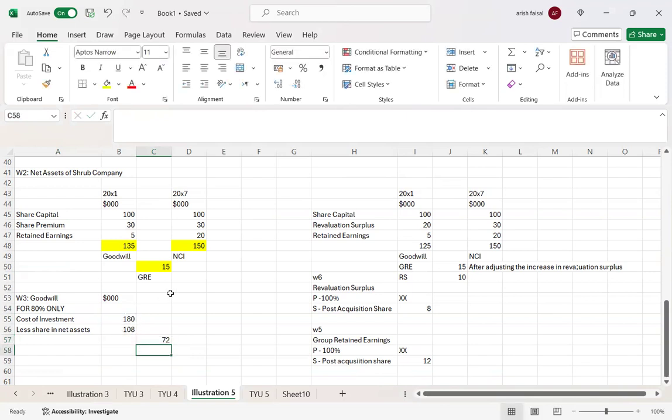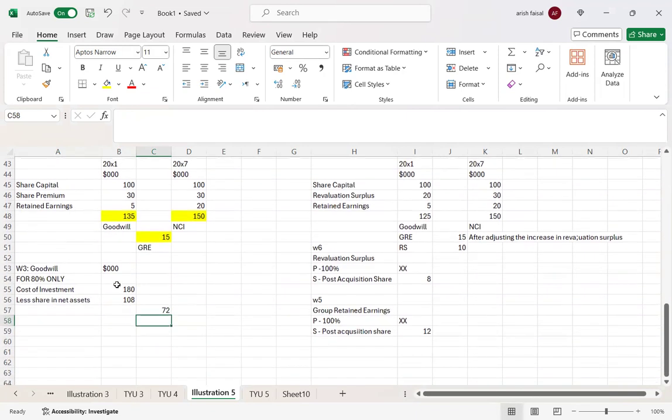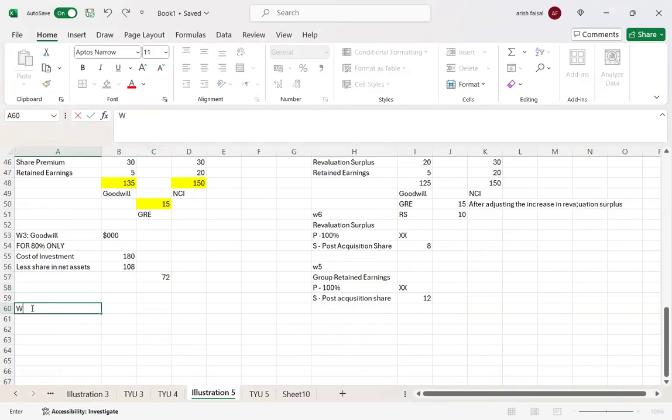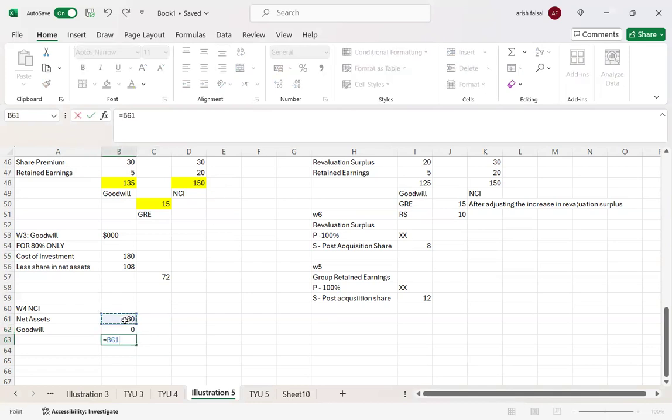Okay, so we don't have impairments, we don't have the full value method of goodwill, so that's all we have to do, right? Now that we have done working number three, we just have to move towards the next working, which is to calculate the NCI. For that, we will only take the net assets. So net assets, it's 150 into 20 percentage, so you get 30. That's it. Goodwill, we will not be taking, because the policy of the company is not to record the goodwill of NCI. So that will be zero, and the total value of the NCI will only be 30.